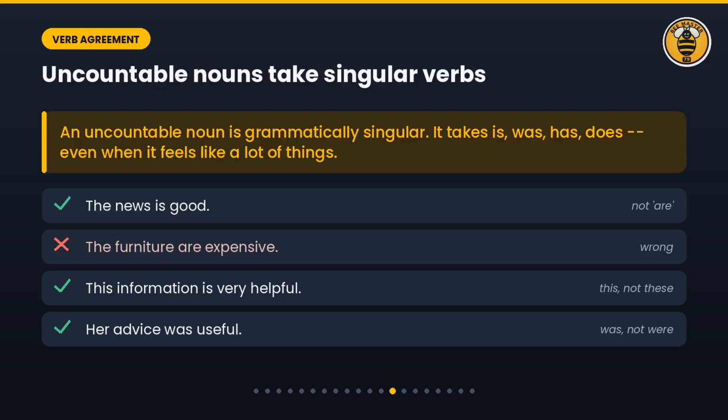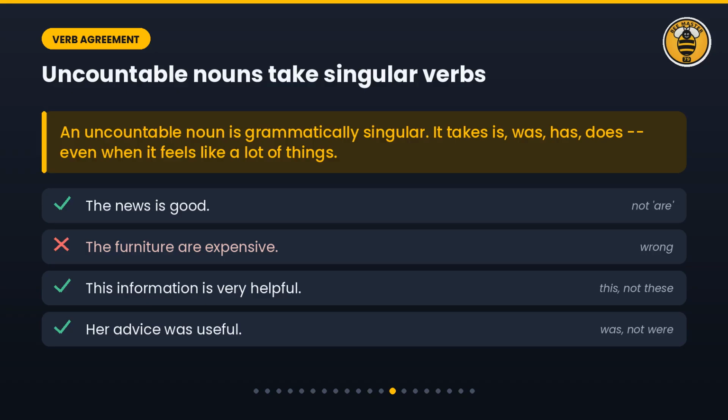Here is a rule that follows automatically from everything we have said. An uncountable noun is grammatically singular, so it takes a singular verb: is, was, has, does. The news is good, not the news are good. The furniture is expensive, not the furniture are expensive.